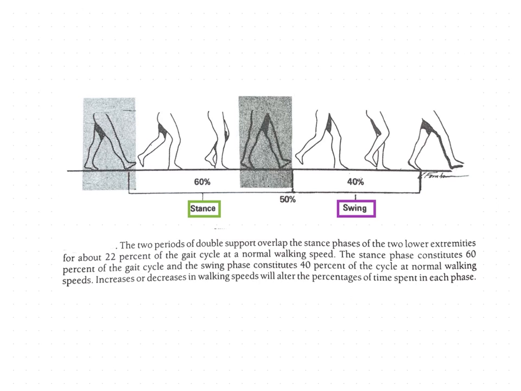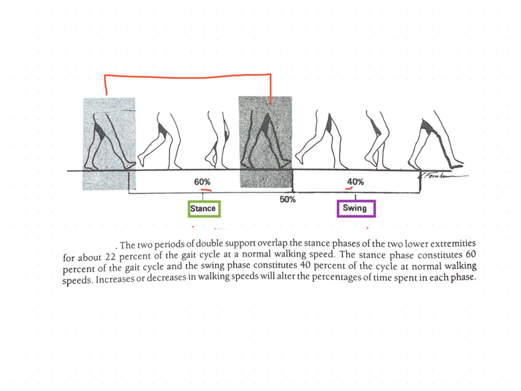Here we can find that stance phase forms 60% and swing phase forms 40% of the total gait cycle. At a normal walking speed, stance of one leg and stance of the opposite leg overlap for about 22% of the gait cycle.